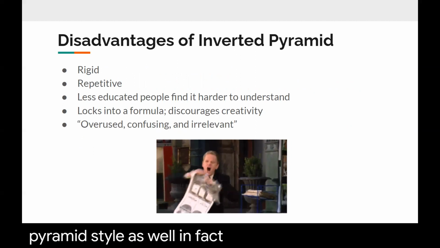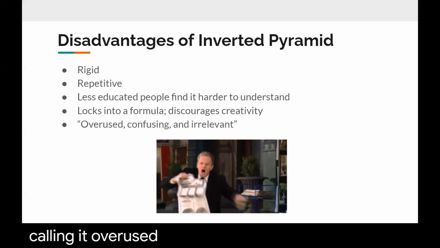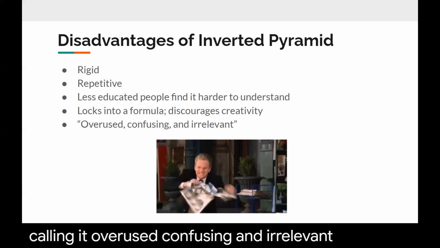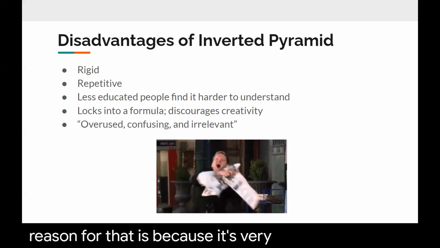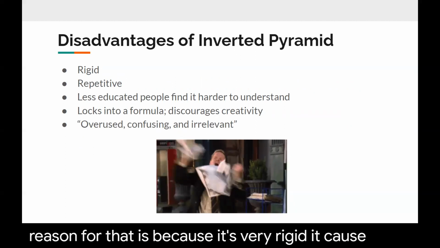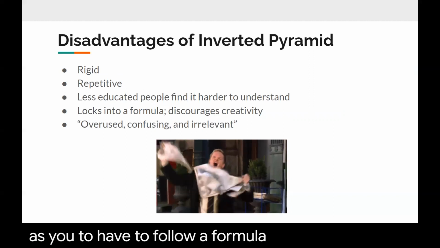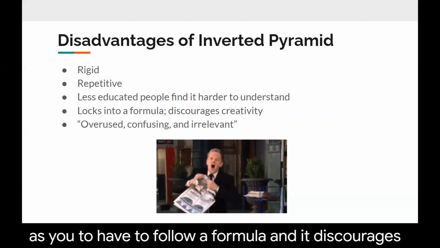But there are many disadvantages to the inverted pyramid style as well. In fact, journalists have started calling it overused, confusing, and irrelevant. The reason for that is because it's very rigid. It causes you to have to follow a formula and it discourages creativity in your writing.